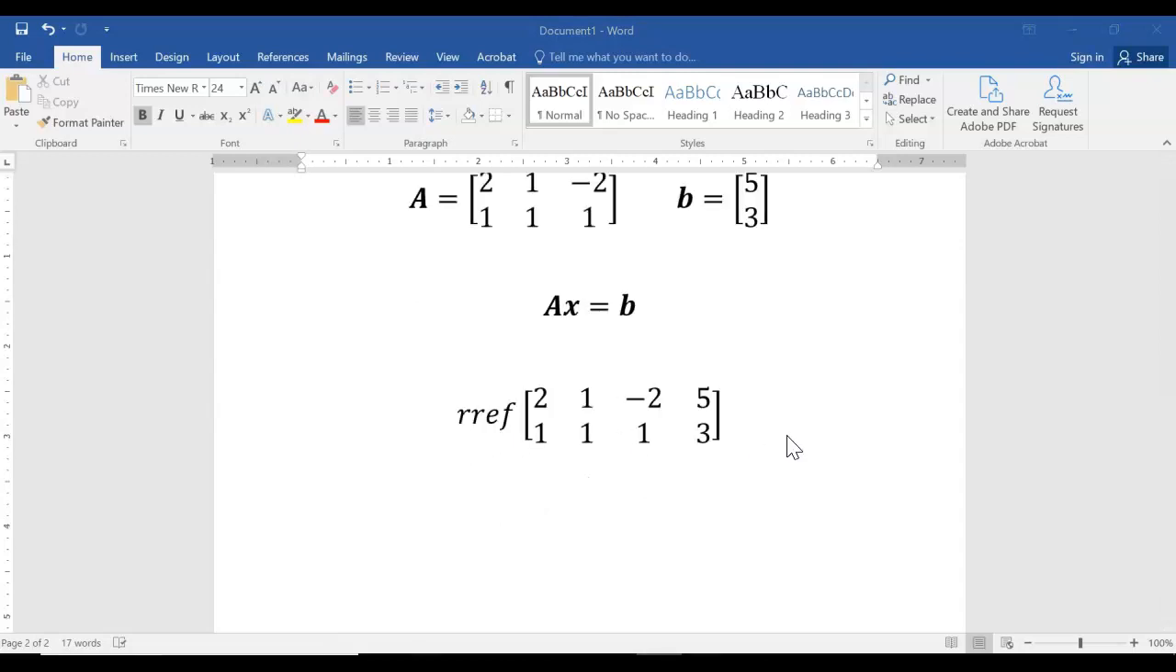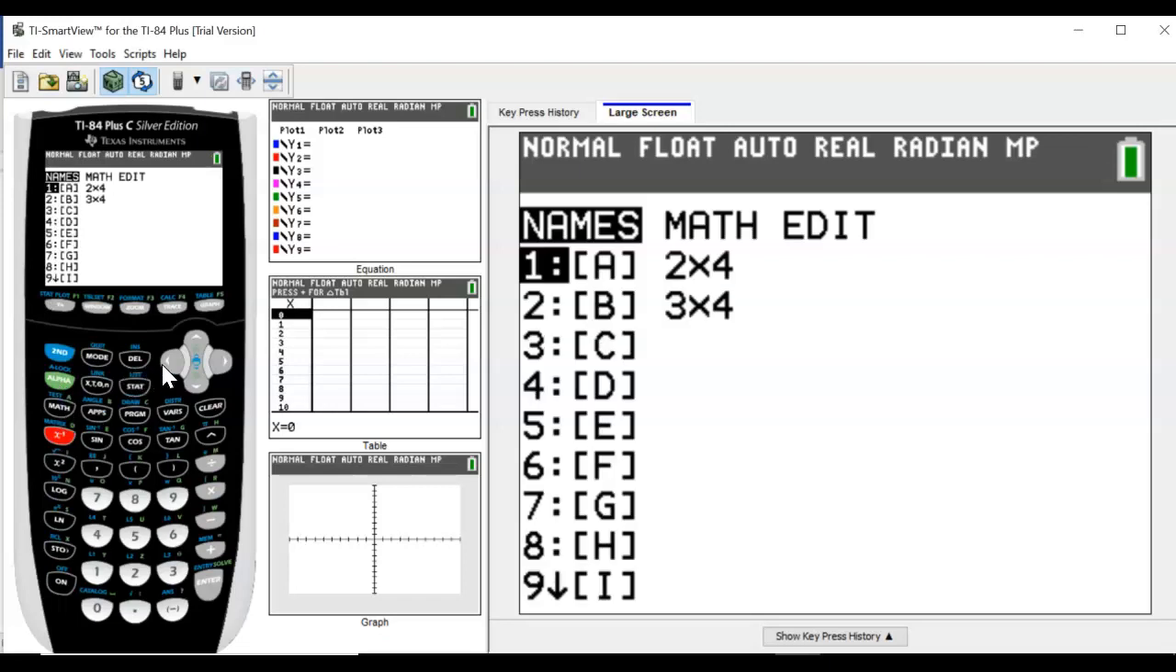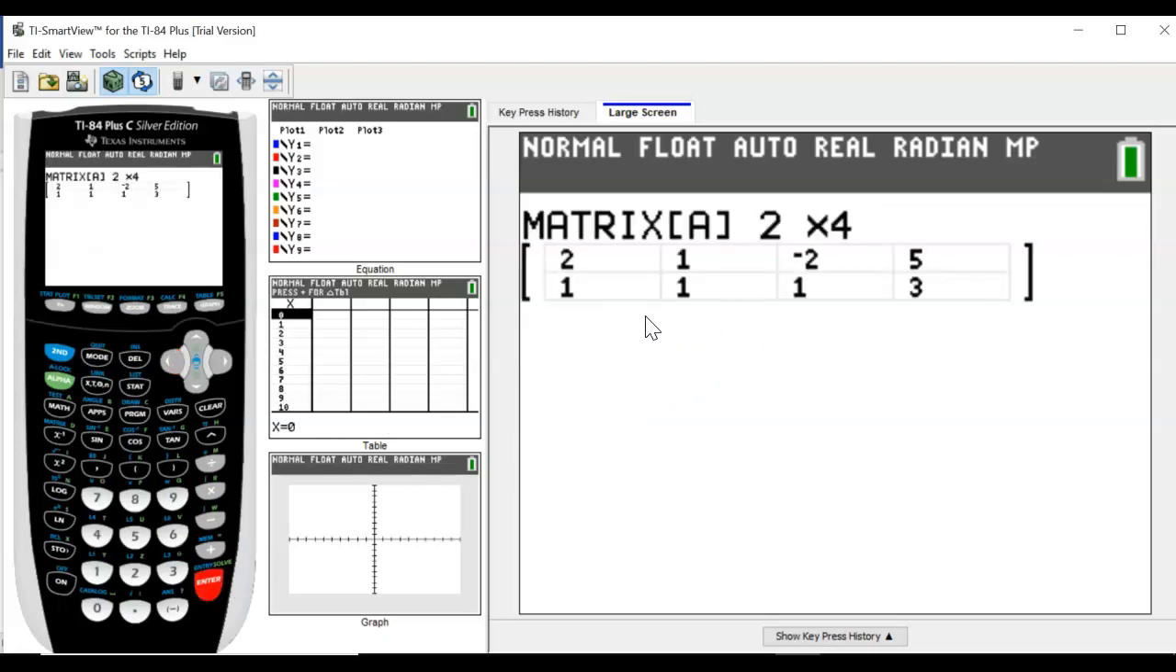Now, just so I have at least one example in this video where I actually went through the row reduced echelon form technique as far as doing it on our calculator goes, I will do this one on the calculator screen. As always, go into the matrix menu, edit matrix A, or choose whatever matrix you want. I'm going to use matrix A. I've already got my matrix that I want put in here. It's going to be a 2 by 4 matrix, 2 rows and 4 columns. And this is the augmented matrix for that system: 2, 1, negative 2, 5, 1, 1, 1, 3.